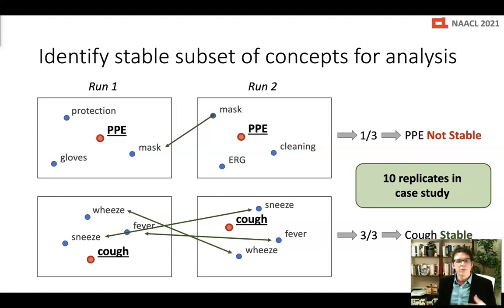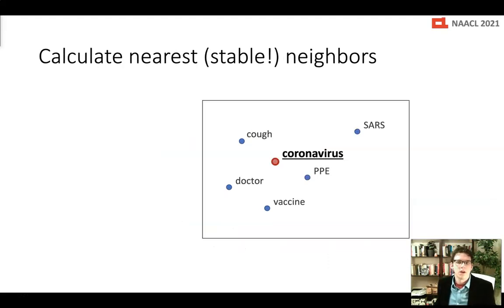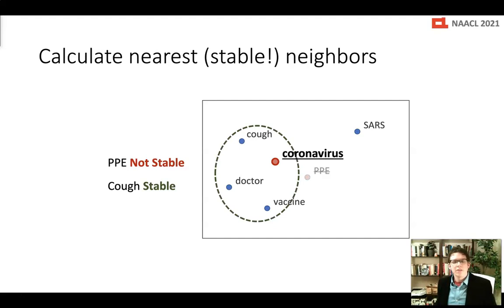So once we've gone through this process and identified those stable concepts, we can then calculate overall nearest neighbors, using only the concepts that we have stable embeddings for. So in this case, we know that PPE is not stable, so we'll ignore it in the neighbor calculation. And the final nearest neighbors are then calculated based on averaged pairwise distance across all the embedding replicates, which helps us further control for noise in the embedding process.